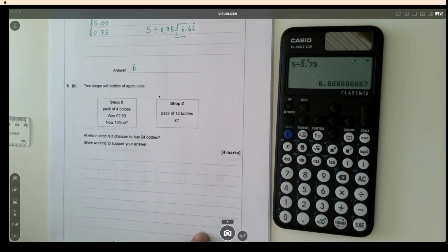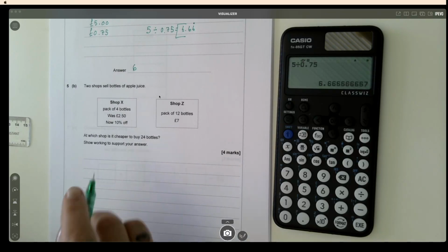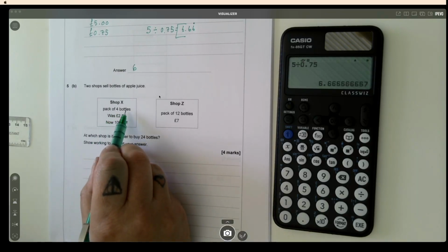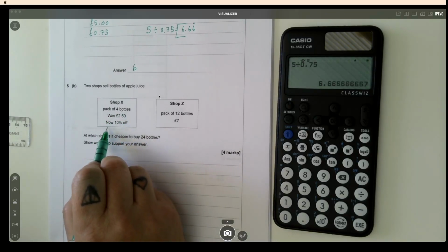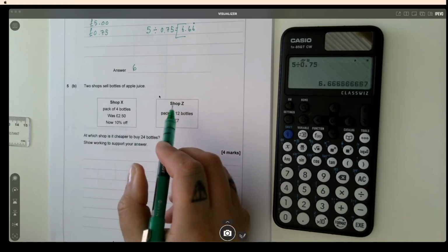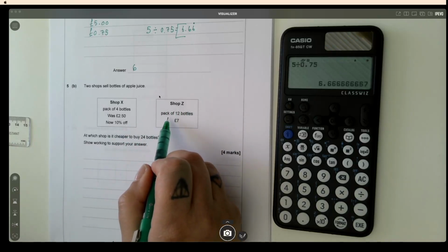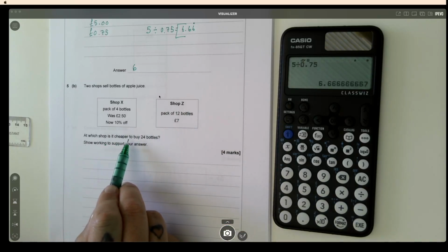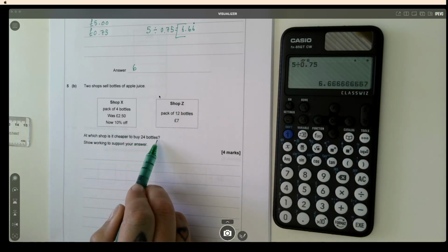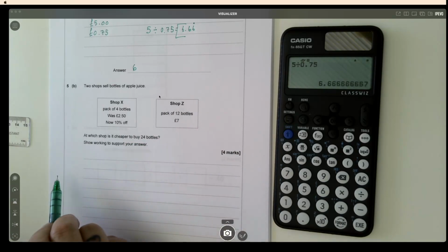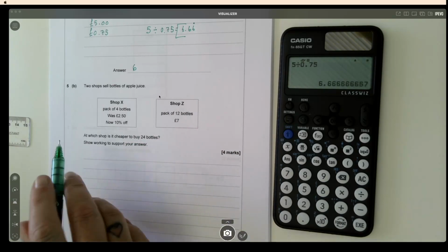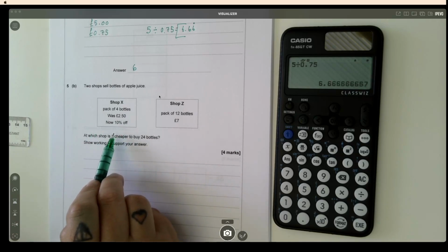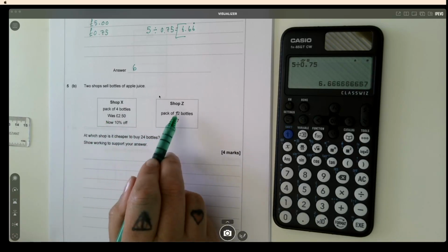5b. 2 shops sell bottles of apple juice. Shop X has a pack of 4 bottles. It was £2.50, but there's now 10% off. Shop Z has a pack of 12 bottles for £7. At which shop is it cheaper to buy 24 bottles? Show working to support your answer. So we're going to work out how much 24 bottles would be for each shop.